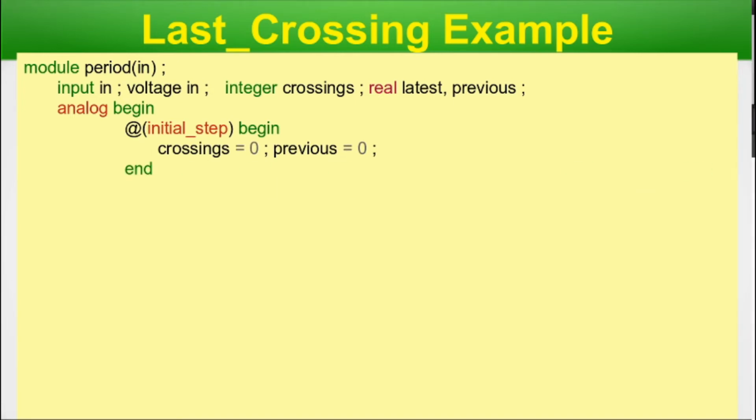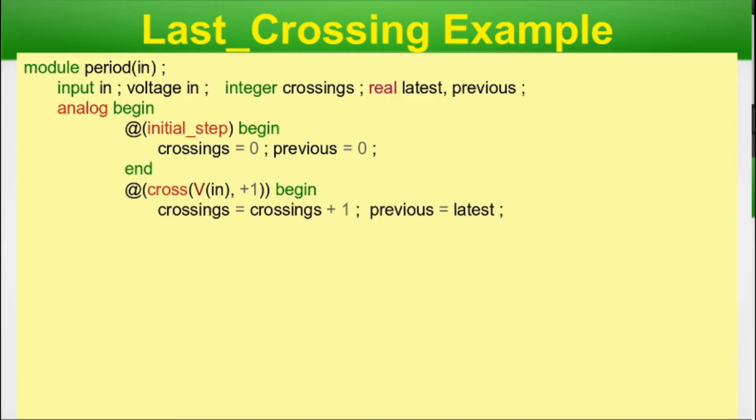Here we close the initial step block, then we write the cross, and then we write the expression v in, and we give a direction +1. And here we assign if it is a +1, then we write crossing equal to crossing +1 and previous equal to latest. So these are the two assignments we do here, and then we close that block with end.